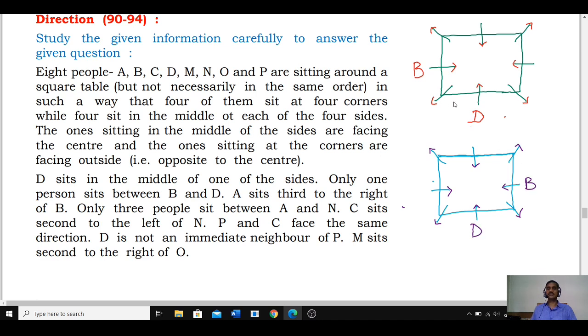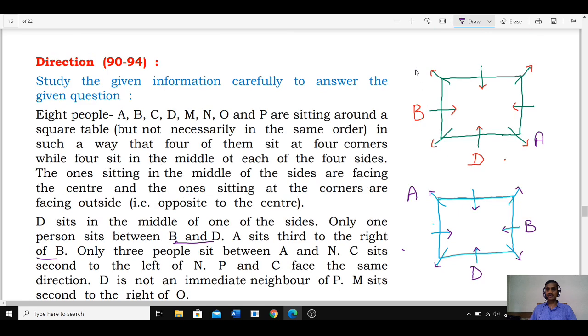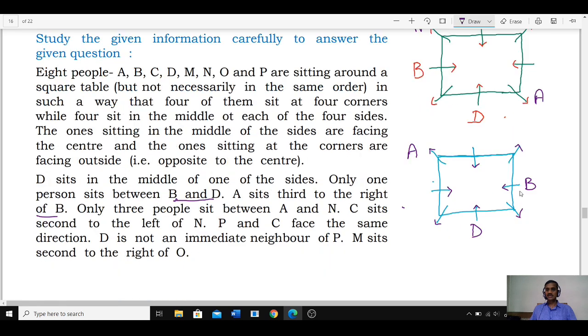Only one person between B and D. D sits in the middle of the rows. A sits third to the right of B. As B is here, A must be here. And only three people between A and N. In between A and N, there must be exactly three.